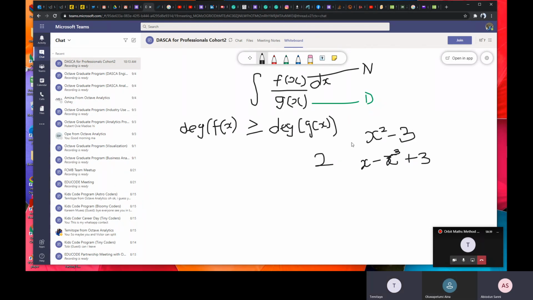If I have x minus s cubed plus 3, the degree is what? The degree is plus what? 3. The degree is 3 because it has the highest power, which is 3. So that's the degree for you.